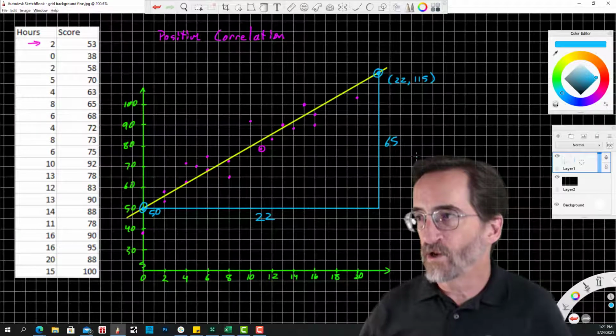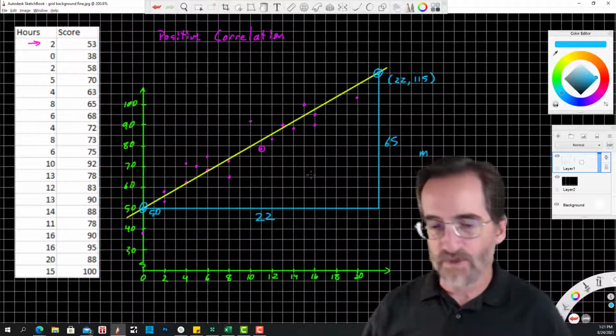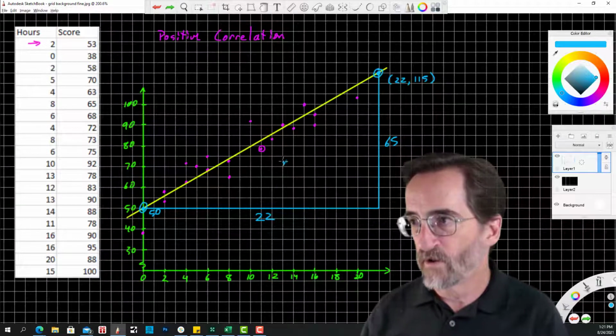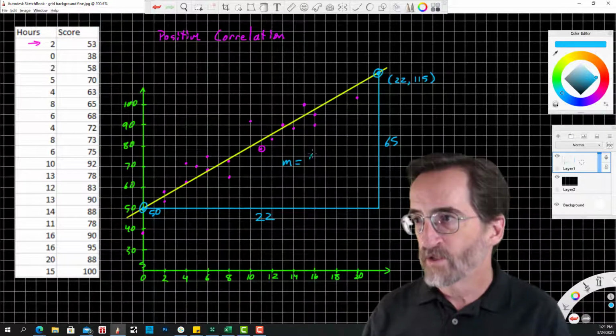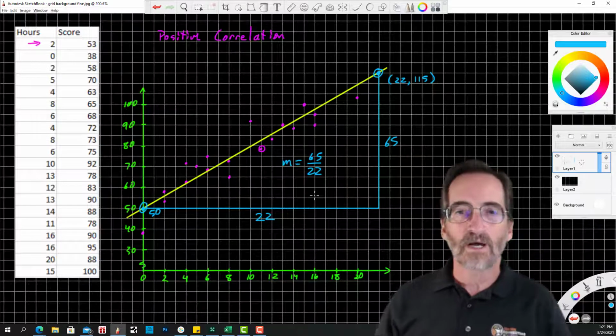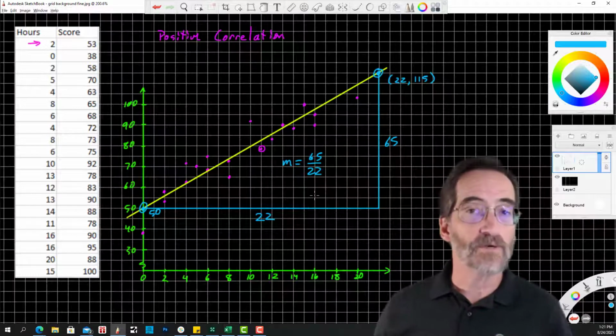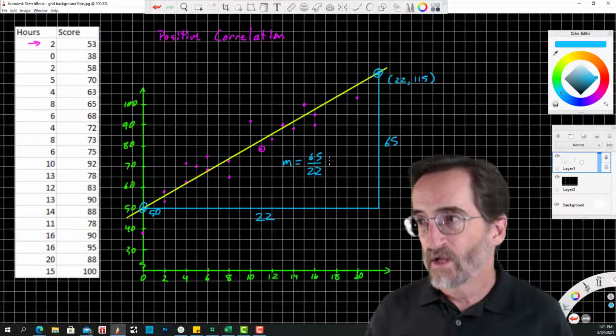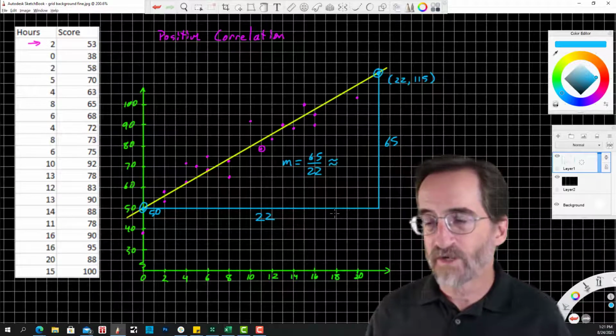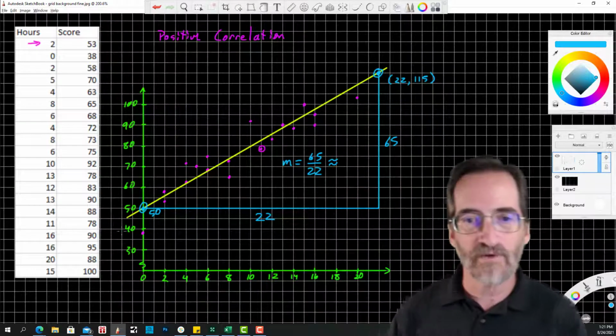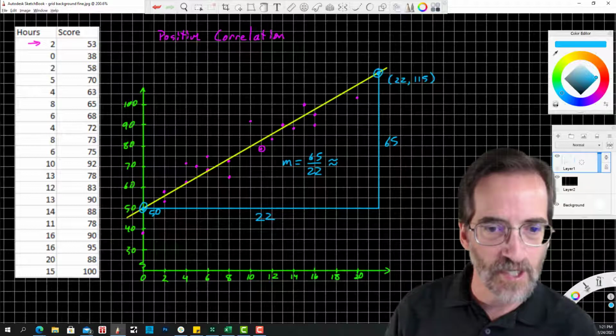So the slope is rise over run. I'm going to put that in here. Rise over run, 65 over 22. Okay. Now we can leave it like this. We can try to reduce it. It doesn't reduce. Or we can give a decimal approximation, because this is all, after all, an approximation anyway.